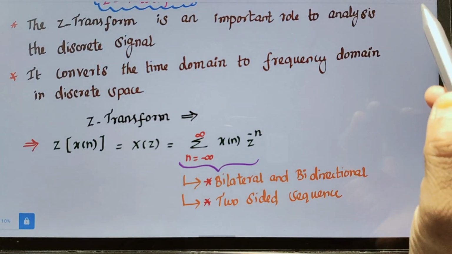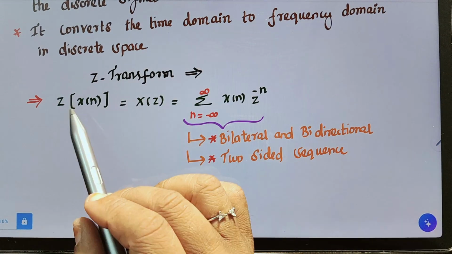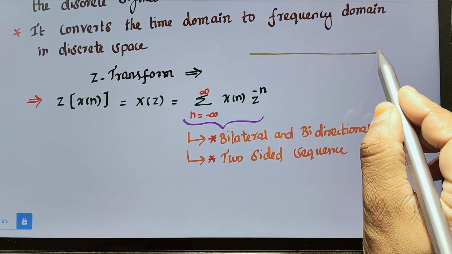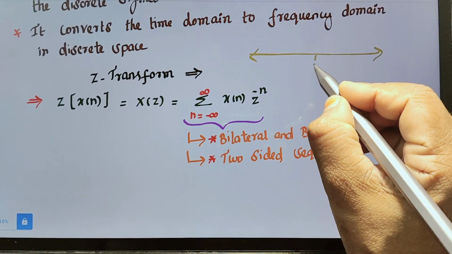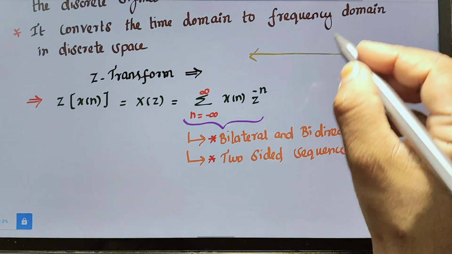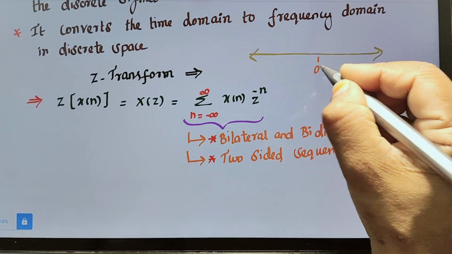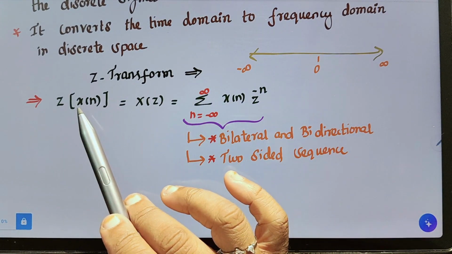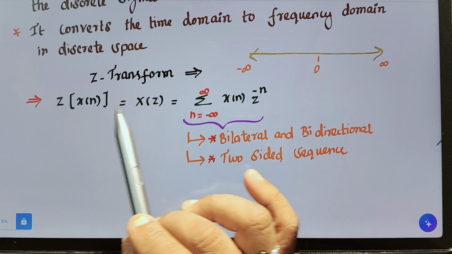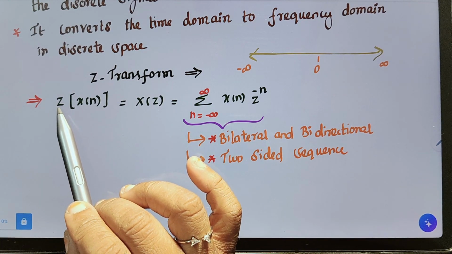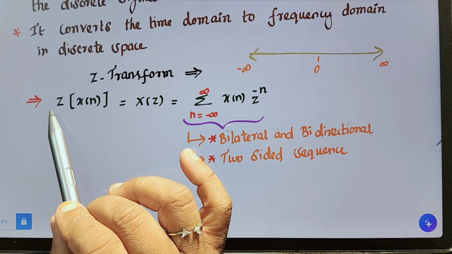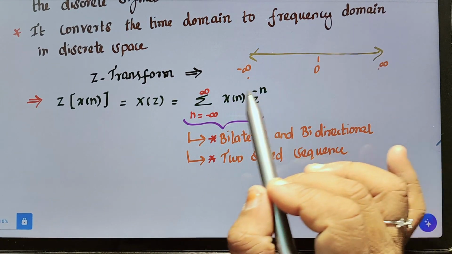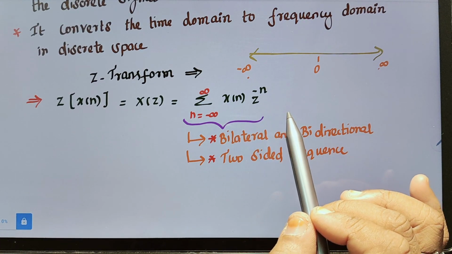Okay, next, see the Z-transform formula. Refer to this timeline. This is for 0 here, this is for infinity, this is for minus infinity. So, in general, the Z-transform formula is written as Z of x of n equal to X of z, equal to summation from minus infinity to infinity of small x of n into z power minus n.